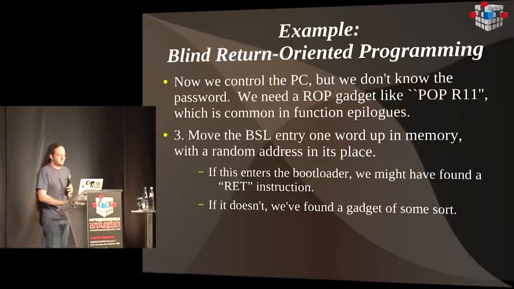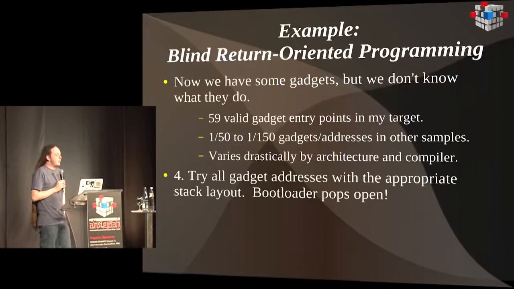So if you find an address that works, and just before it there's an address that doesn't work, that's a gadget. Now, we have the gadgets, but we don't know what they do yet. But that's okay because there are only 59 of them.